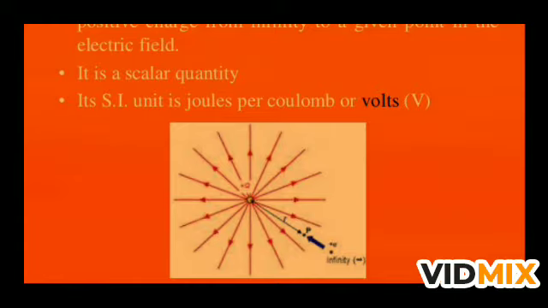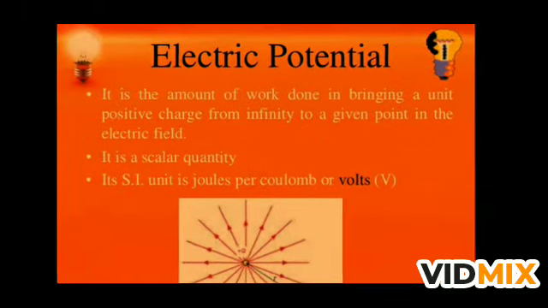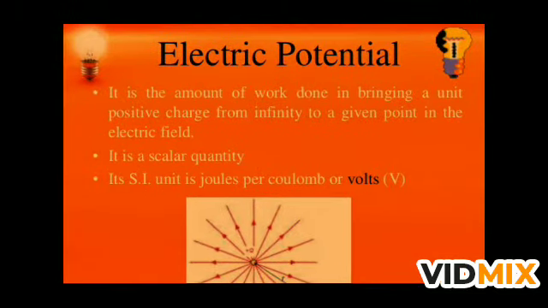So for a positive charge, the electric field is outward from the charge, away from the charge. And if you bring any charge into the field of this positive charge, what amount of work has to be done on that charge? The work divided by the value of the charge gives you the potential at that point in the field. The symbol is V and the unit is volt.